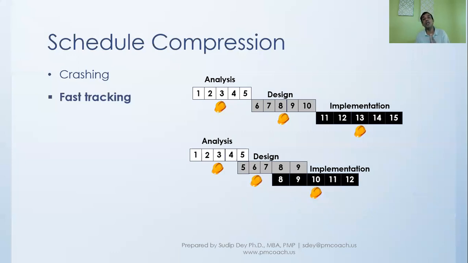Now, because we are doing something in parallel, for example, we have started the design on day 8. What happens when the design is done after day 9? What has happened is, it went through some review and some changes have to be made. It will have an impact on the work that we have already done in implementation. We have to do some rework. So there is this downside of fast tracking.